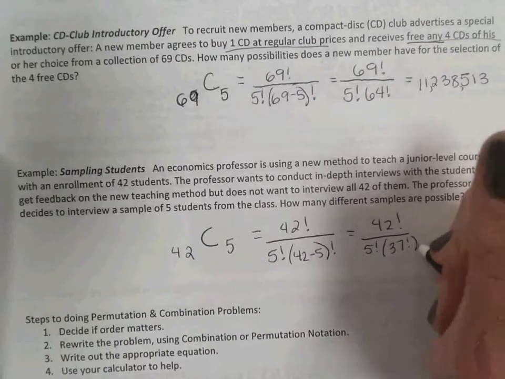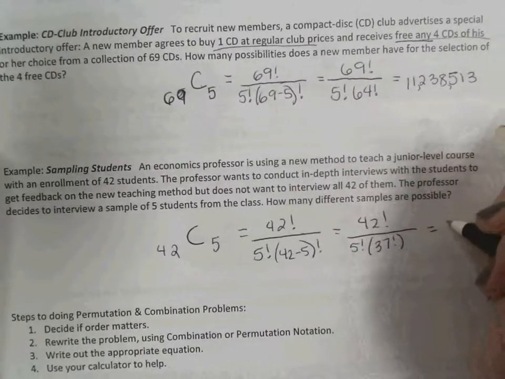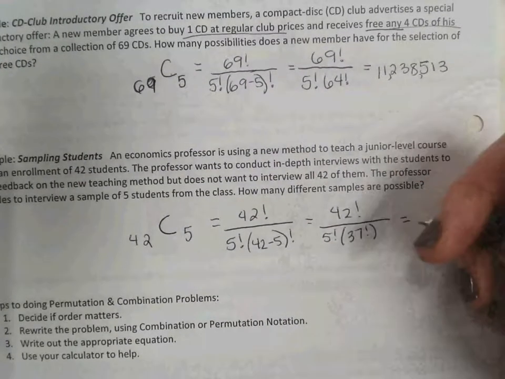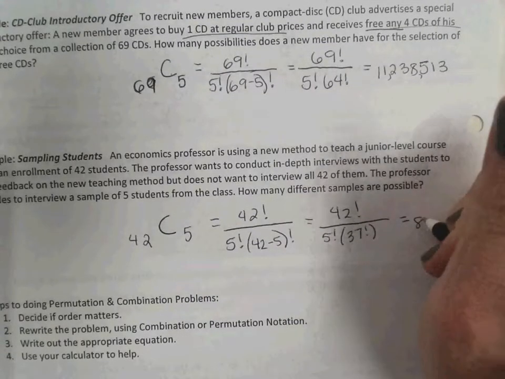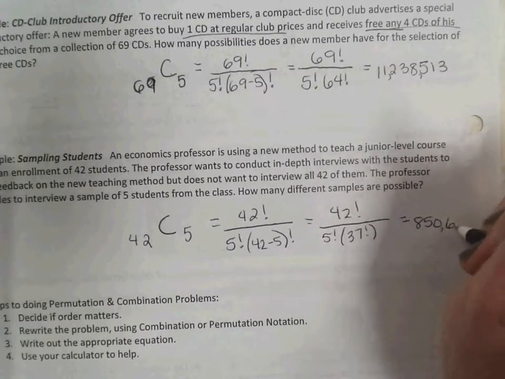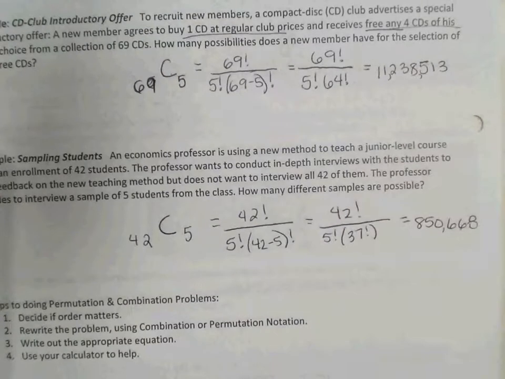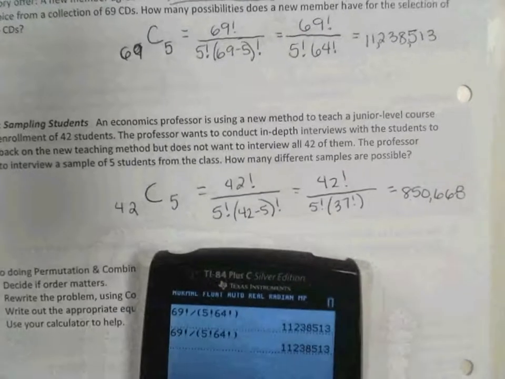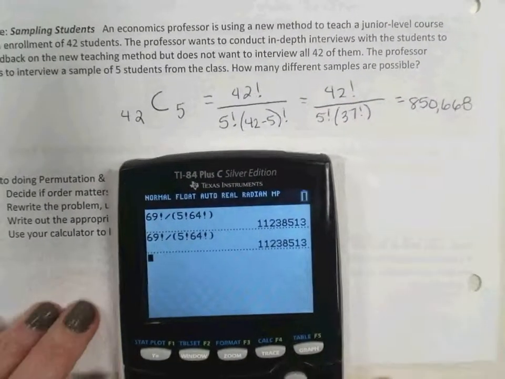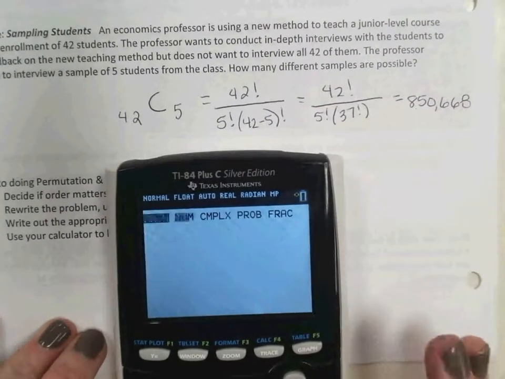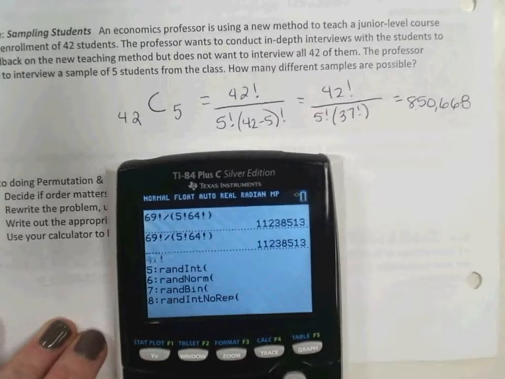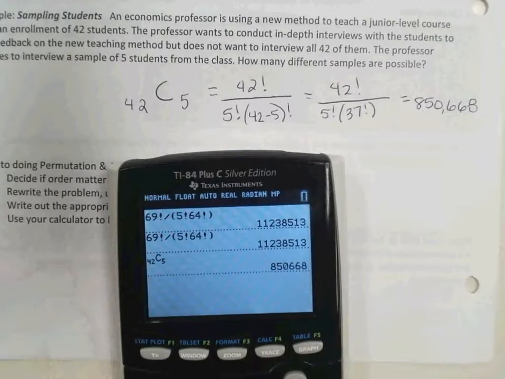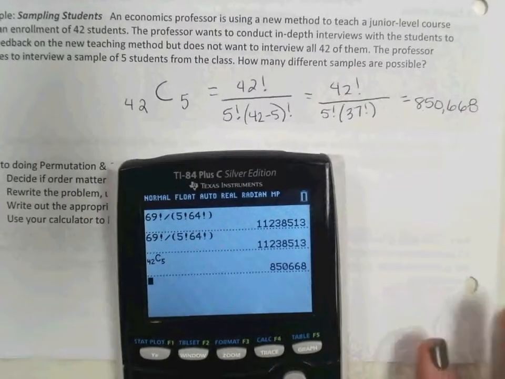I shouldn't have put that in parentheses, sorry. You don't need those parentheses. So what did you get for your answer when you did that, Garvin? 850,668. Thanks. Right, and you could have done that using your factorial key, or you could have done that using the combination key. Or we type in 42 choose 5, and then you get it.